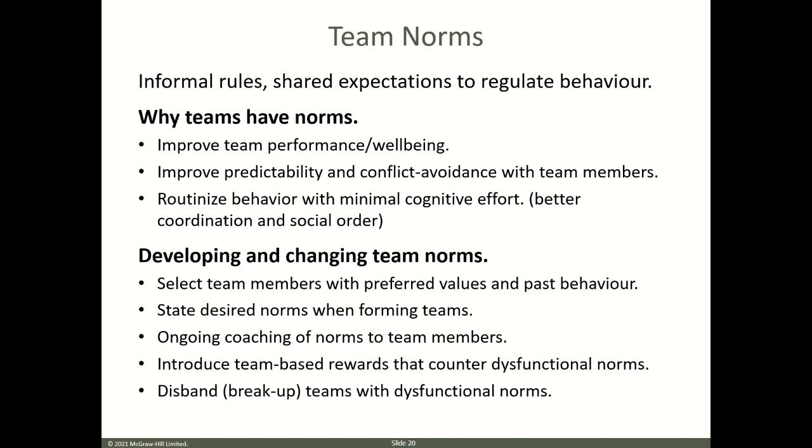If there were no rules, no norms, then the team would disintegrate very soon, right? So why are they there? Because they want to improve team performance and well-being. Then, improving predictability and conflict avoidance among members if there are rules. So, routinize behavior with minimal cognitive effort, which means better coordination and a better social order.